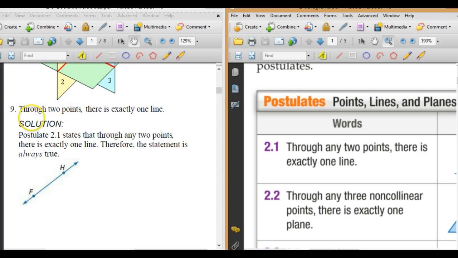So when you go back to number 8, to show that it's sometimes, always, or never true, look at your postulates and base your answer off of what they say.